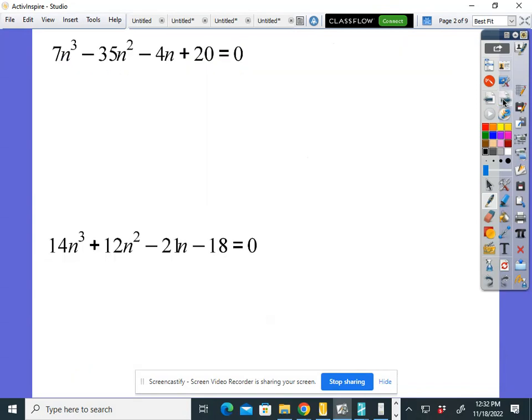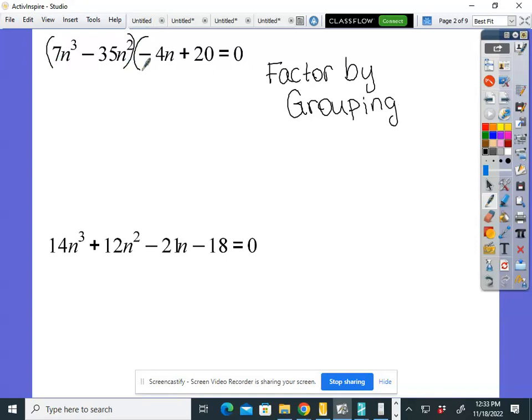Okay, the next one, if you notice, we have 4 terms. When we have 4 terms, we have to factor by grouping. So we focus on groups of 2. We put parentheses around the first group, parentheses around the second group. You got to figure out what the greatest common factor is of each group.